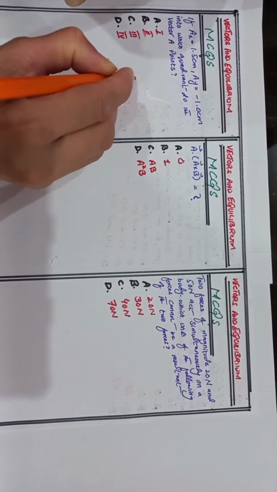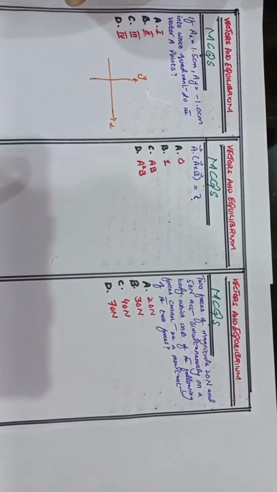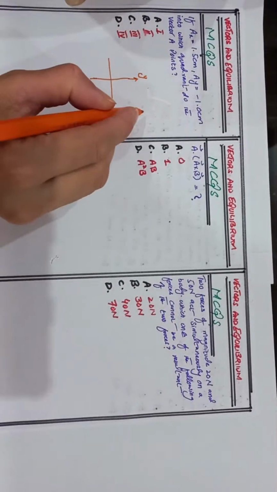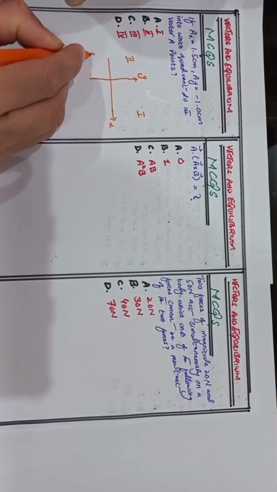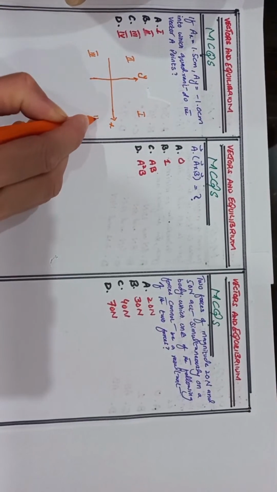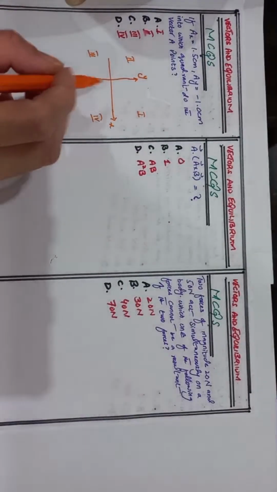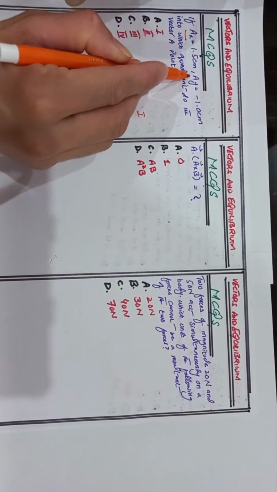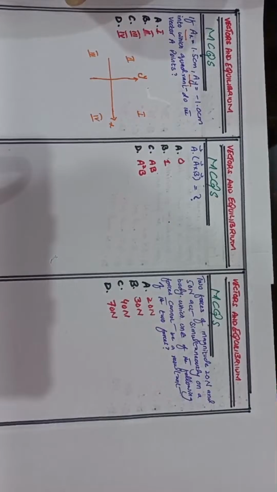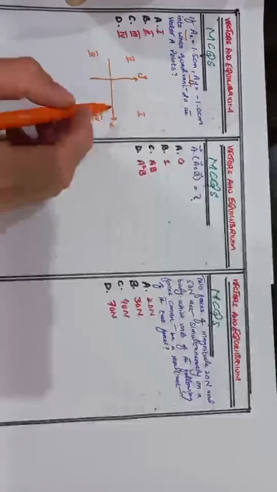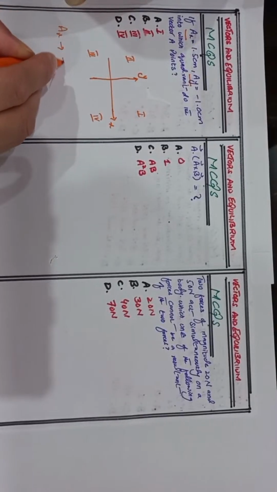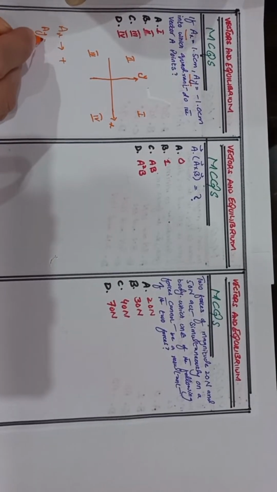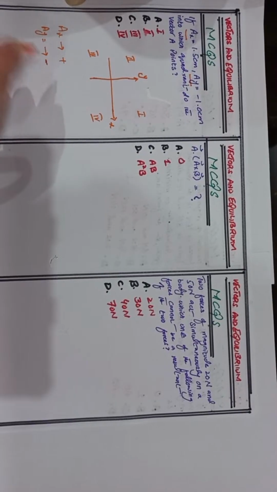Here take the x-axis, this is the y-axis. We know that we have 4 quadrants, first quadrant, second quadrant, this is third quadrant, and this is the fourth quadrant. We find where the ax and ay component belong to. ax is positive, and ay is negative.